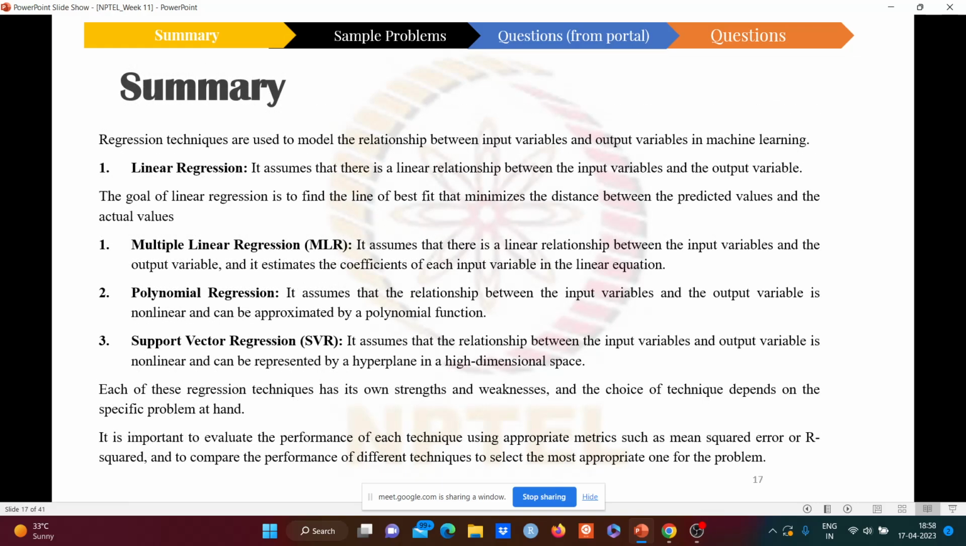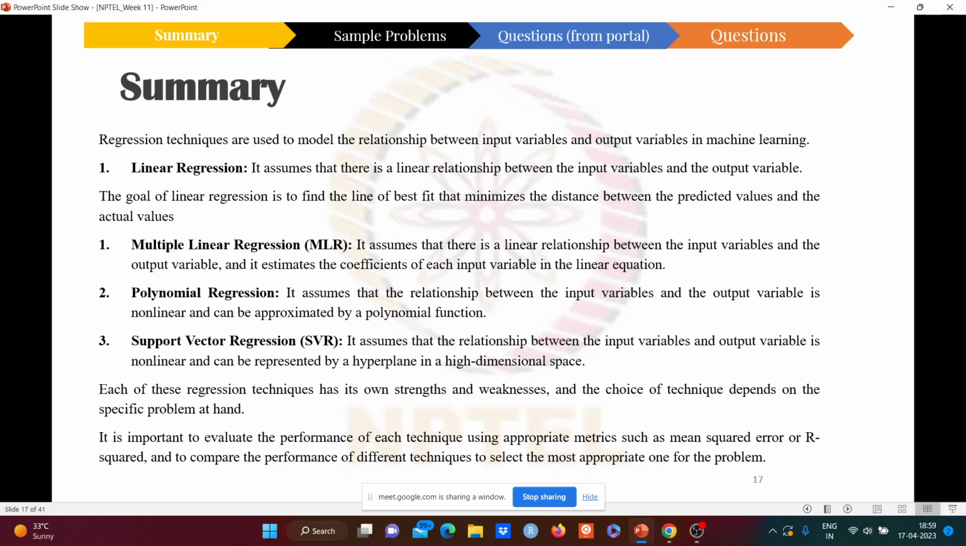So we have talked about linear regression, multiple linear regression, then followed by polynomial regression. But coming to support vector regression, it is a regression technique that uses support vector machines to model the relationship between the input variable and the output variable. Support vector regression is a widely used technique, which involves constructing hyperplanes and support vectors to understand the data and to segregate data.